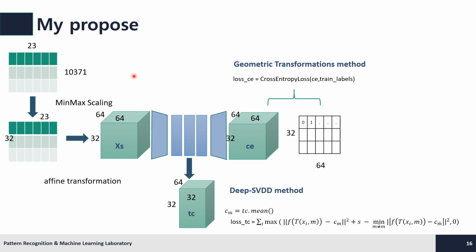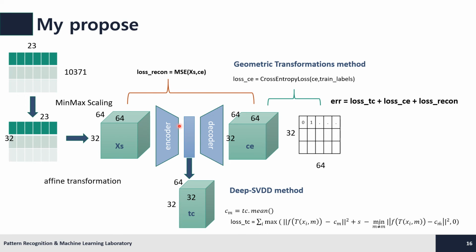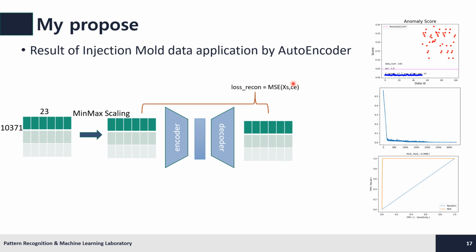I thought it would be meaningful to apply the transformed data to an autoencoder, so I applied it as follows. I added reconstruction loss to the existing total loss. Before that, I applied the autoencoder to data that has not been transformed. As a result, I got a good result.